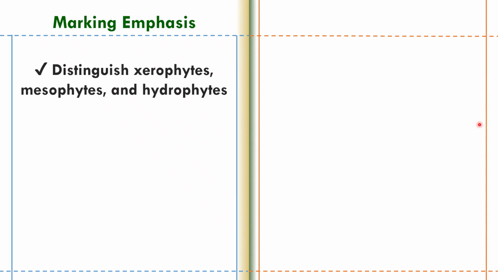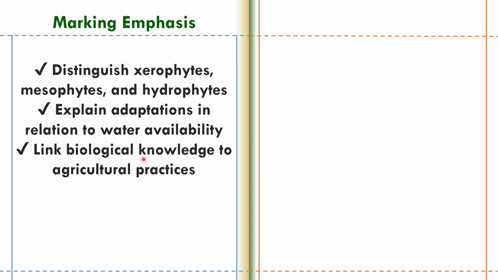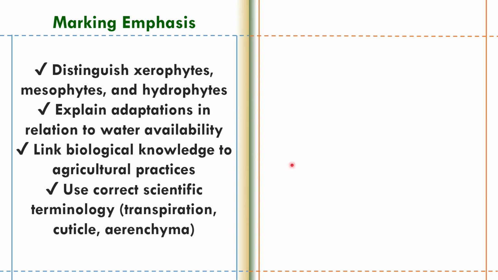Marking emphasis. Distinguish xylophytes, mesophytes, and hydrophytes. Explain adaptations in relation to water availability. Link biological knowledge to agricultural practices. Use correct scientific terminology: transpiration, cuticle, aerenchyma.